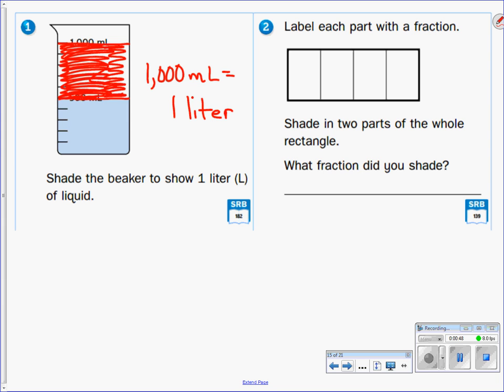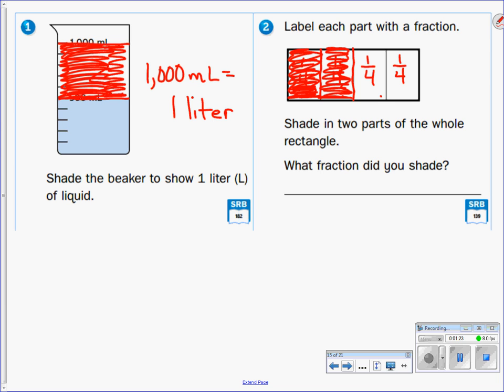Number 2, label each part with a fraction. So I know I have 1, 2, 3, 4 parts. So I must be talking about fourths. Because remember, the number of parts tells me what my denominator is, and that is always the bottom number. And then shade in 2 parts. So I'm going to shade in this part and this one. Always shade in right next to each other, so that way you're able to see what they want you to see. So you should always shade your parts right next to each other.